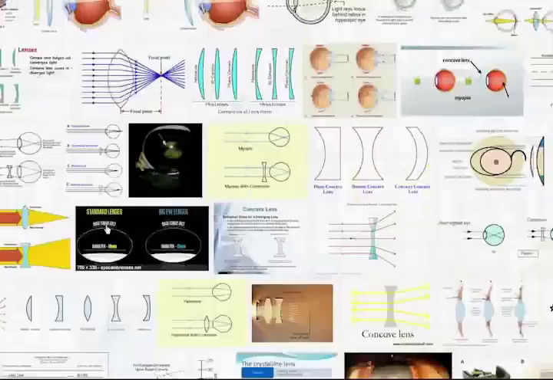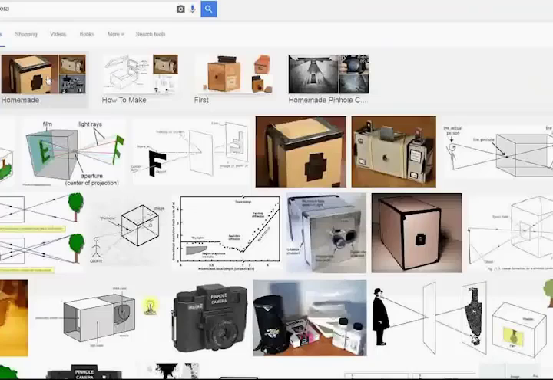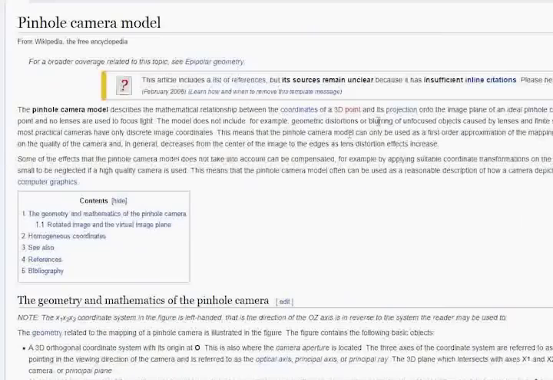After all, the further away something is, the more likely it is to be affected by the curvature of our lens. You can try a pinhole camera, but the pinhole camera model does not include, for example, geometric distortions or blurring of unfocused objects caused by finite-sized apertures. It also does not take into account that most practical cameras have only discrete image coordinates.